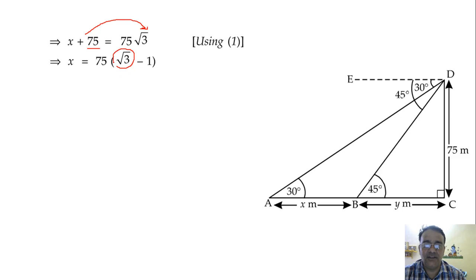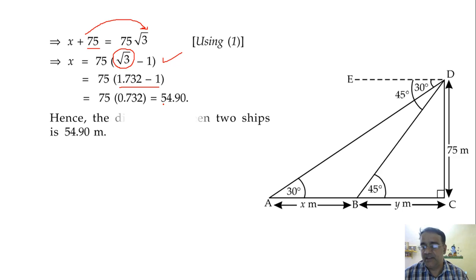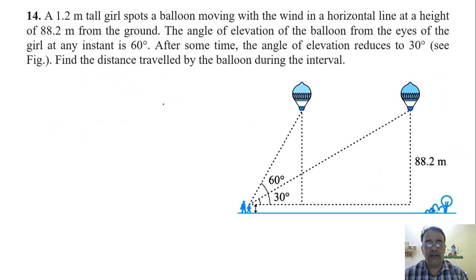Now what is the value of root 3? In the textbook the answer is given like this only, but we have to substitute 1.732. 1.732 minus 1 gives 0.732. Then multiplying with 75 we get approximately 54.90 meter. Hence the distance between the two ships is 54.90 meter. Any doubt in this question? No, sir. Okay, next question.